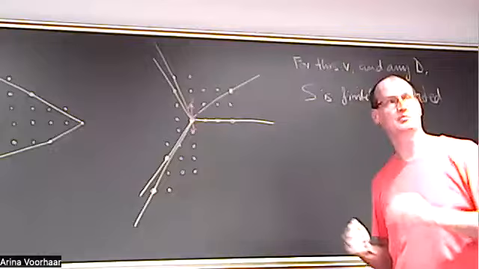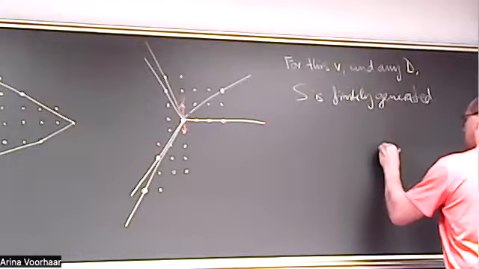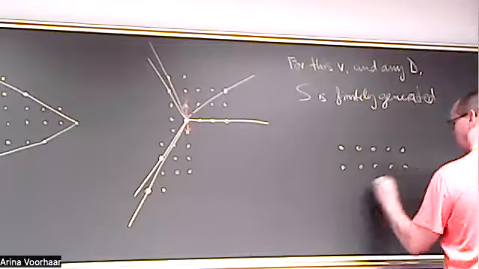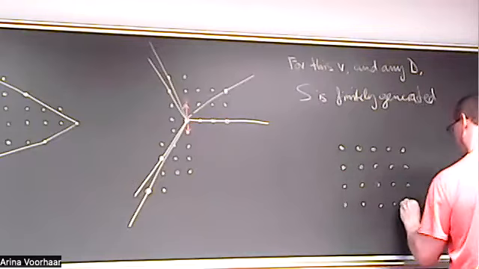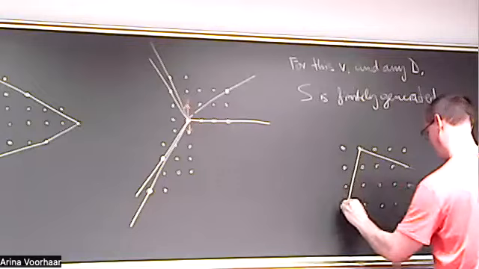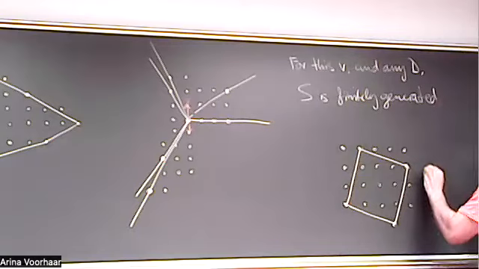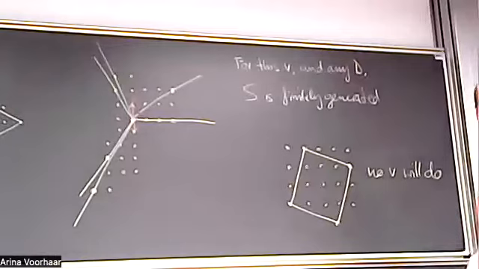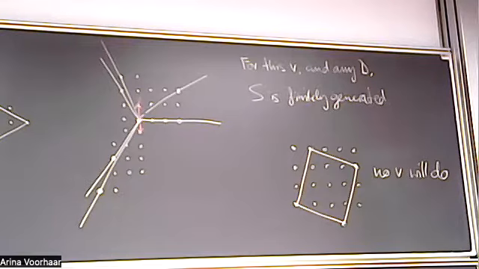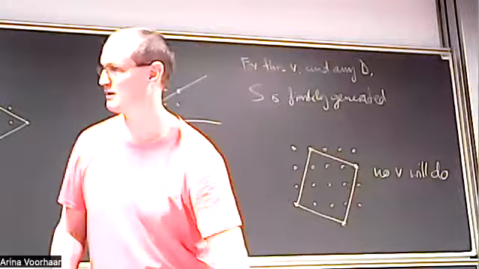but let me give you an ill-behaved example. I'm hoping this is right. So if this is your P, you can choose whatever V you want, you will never be finitely generated. Yeah, I think I'll stop here. Thank you.